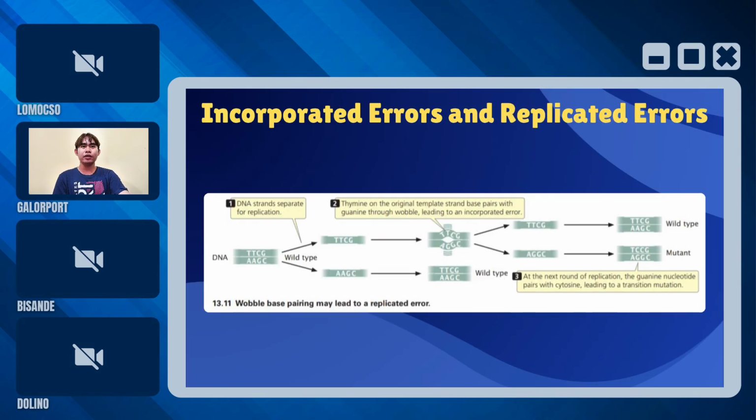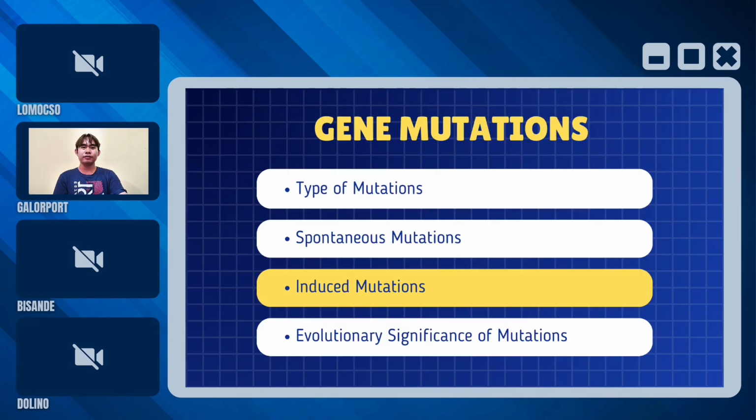Incorporated errors happen when a mispaired base has been incorporated into a newly synthesized nucleotide chain. As you can see in step 2, thymine pairs with guanine due to wobbling. Replicated errors, in simpler terms, are errors that create a permanent mutation. In step 3, all the base pairings are correct. However, it utilizes the wobble strand in step 2. As this replicates, there is no mechanism for the repair system to detect the error, and a transition mutation happens.